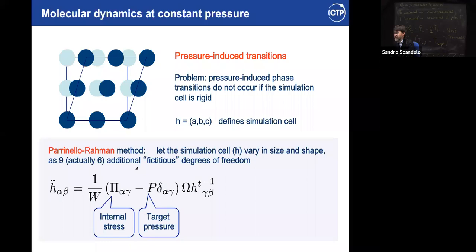In other words, the system will reach an equilibrium only when the shape of the cell reaches equilibrium, only when the internal stress is equal to the target pressure. Okay, so this is a mechanism to drive your simulation towards the target values of the thermodynamic variables you want to fix, which is temperature in the previous case, and it is pressure in this particular case. Okay.